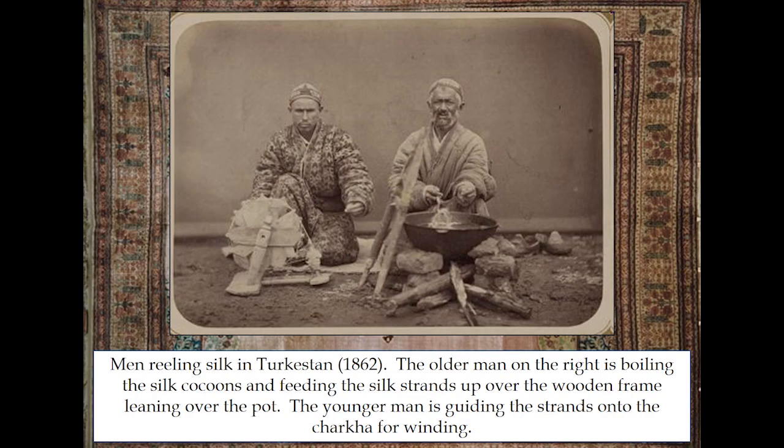And then I'm showing you here men reeling silk in 19th century Turkestan. The older man on the right is boiling the cocoons in a cauldron of hot water. And then the man on the left is reeling the thread. A silkworm's thread, it's actually two filaments combined together, can stretch up to 3,000 feet, a single silk thread. Just to give you a sense of how long that is, that's the equivalent of 10 U.S. football fields in length.